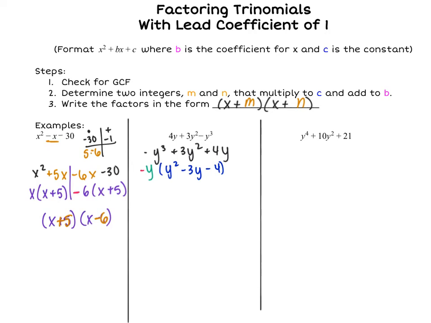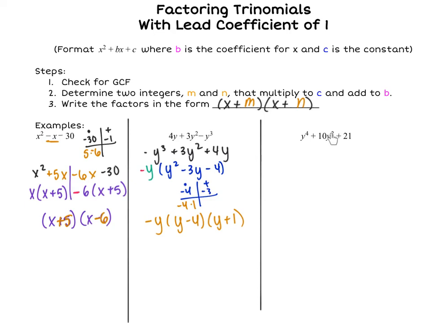So what two numbers multiply to give us negative 4 and add to negative 3? And the two integers that work are negative 4 and 1, and since there is no lead coefficient, I can just write this problem as y minus 4 and y plus 1 and put my greatest common factor out front, and we are finished.